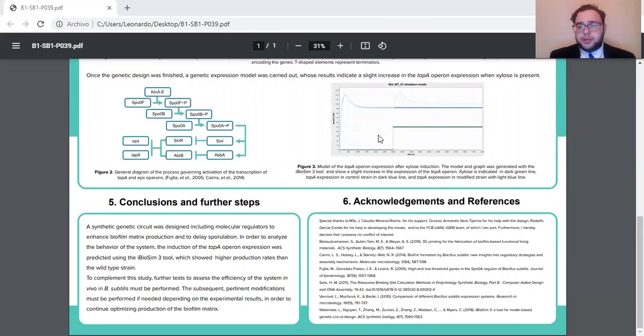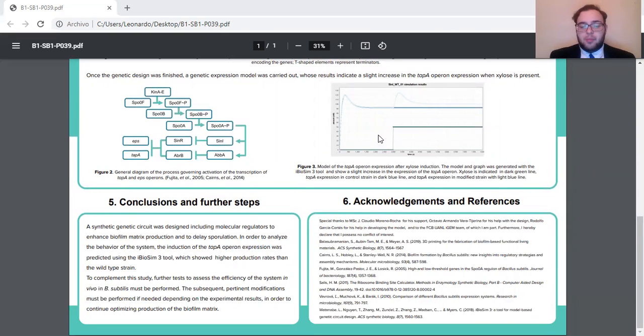Finally, we may conclude that a genetic circuit was designed including the molecular regulators involved in enhancing the biofilm matrix production and delaying sporulation. So we also conducted an analysis of how our circuit behaved, and we used the iBioSim tool, and we observed that there is an increase in the expression of the tapA operon, which is responsible for the production of the extracellular proteins embedded in the matrix once we added the xylose into our system.